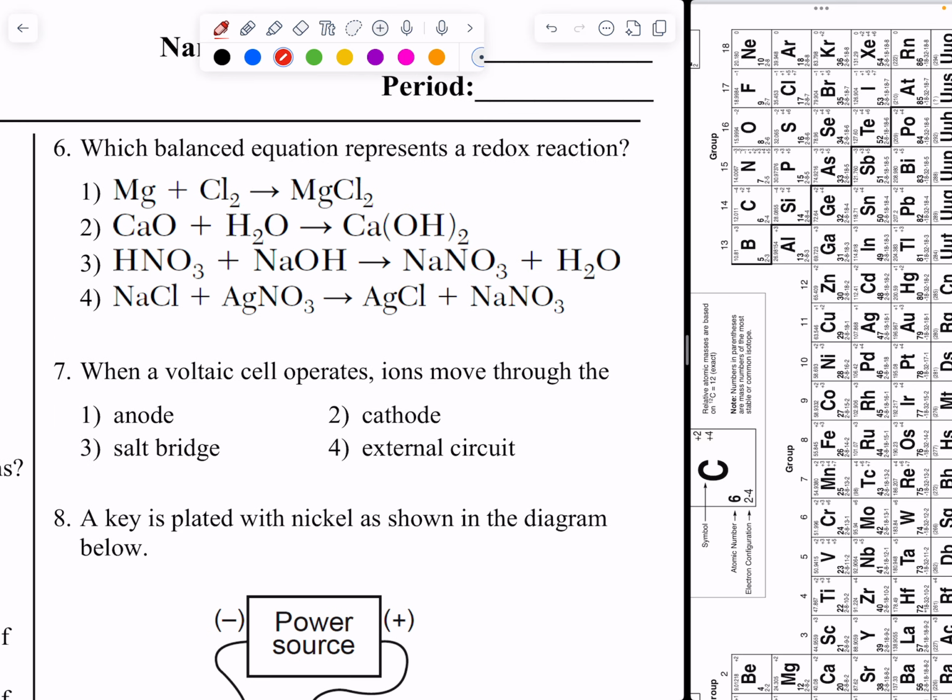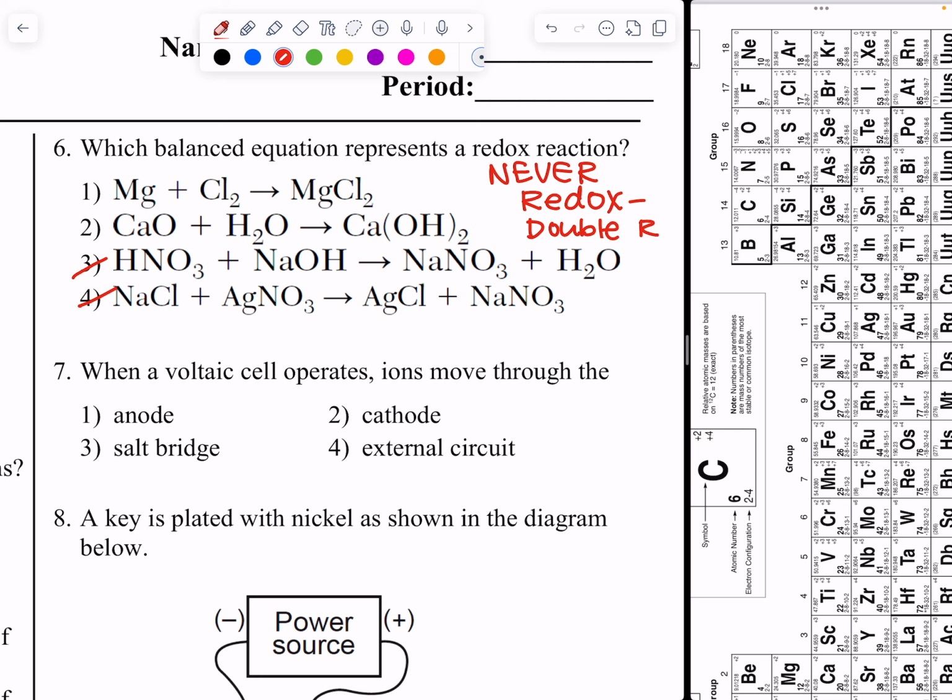Which balanced equation represents a redox reaction? Number 6. You should remember that a reaction that is never redox is the double replacement reactions. So hopefully you remember your types of reactions. Double replacement reactions are never redox. If you remember that, then you can eliminate choices 3 and 4.